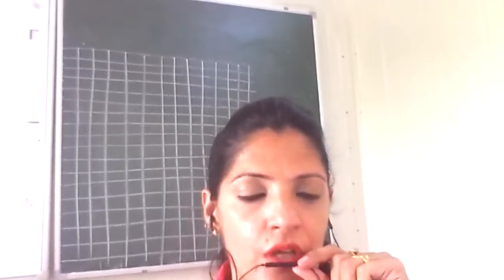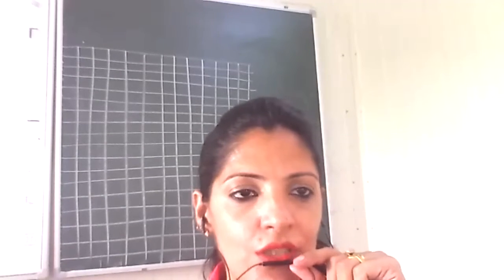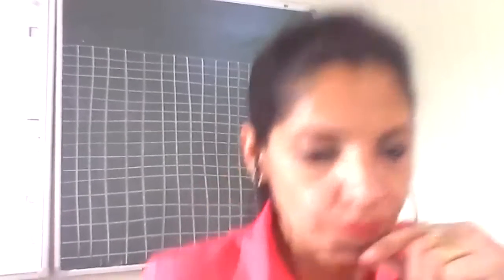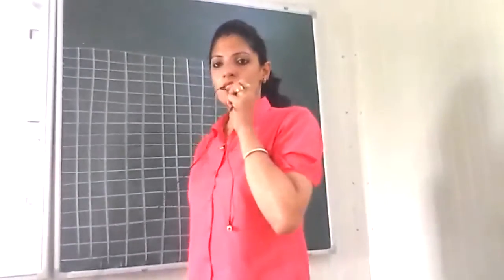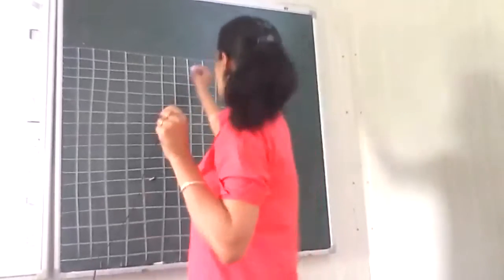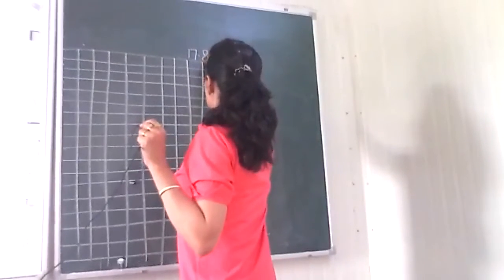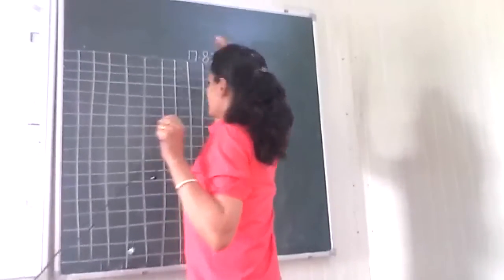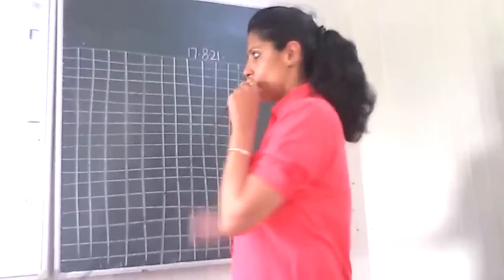So first, write today's date. Everybody, write today's date. Today is 17.8.21. And in the very first line, write classwork.